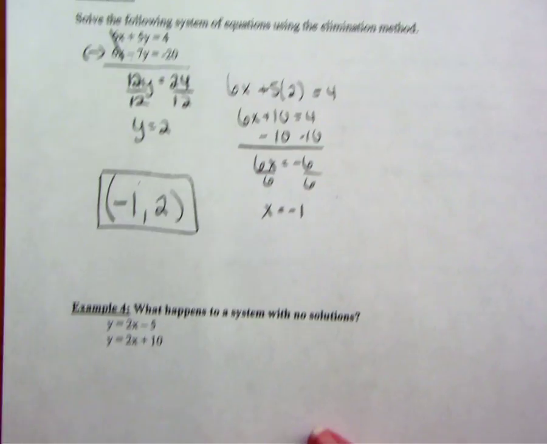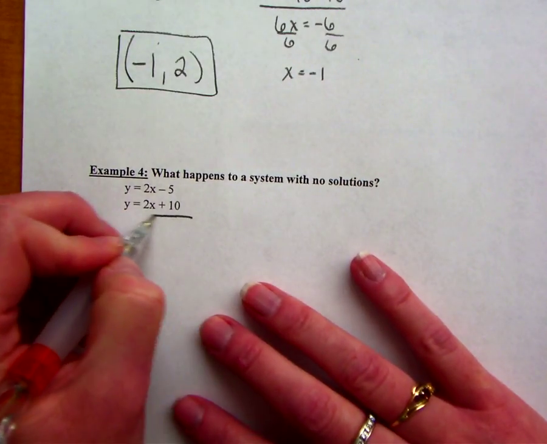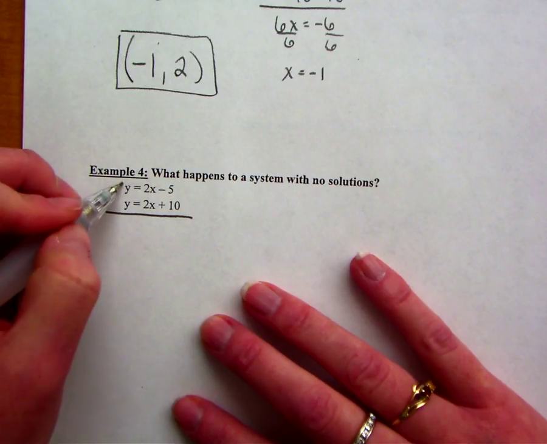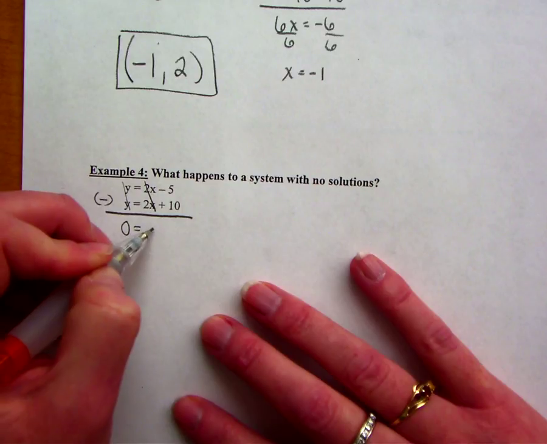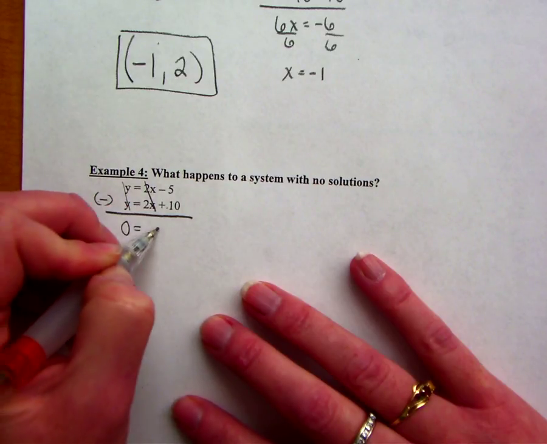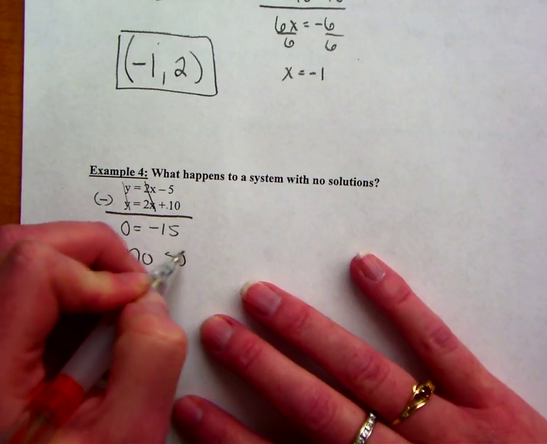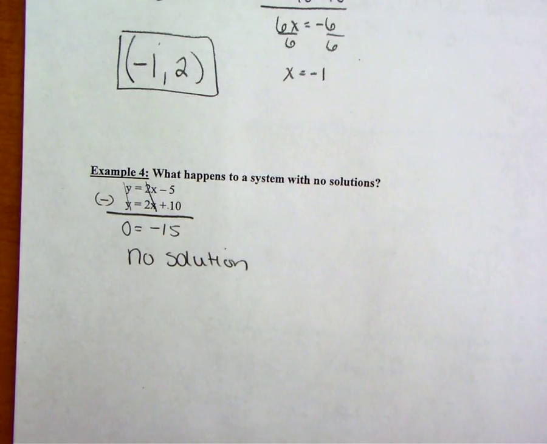And the last example, what happens to a system with no solutions? If I look at this system and I want to eliminate y, I would subtract. y minus y eliminates, and I get 0. The x's eliminate, and if I do negative 5 minus 10, I get negative 15. This is not true, so there's no solution. And that's how you use elimination to solve a system of equations.